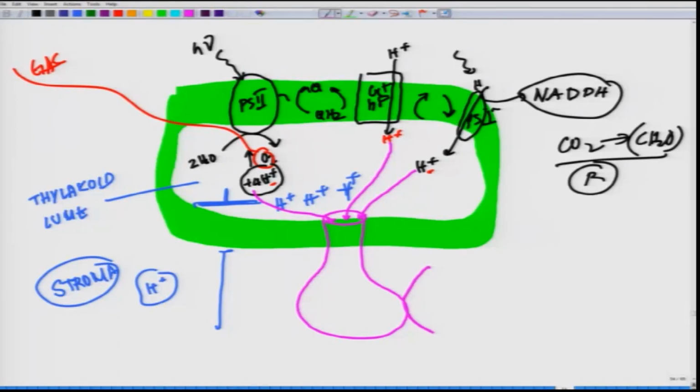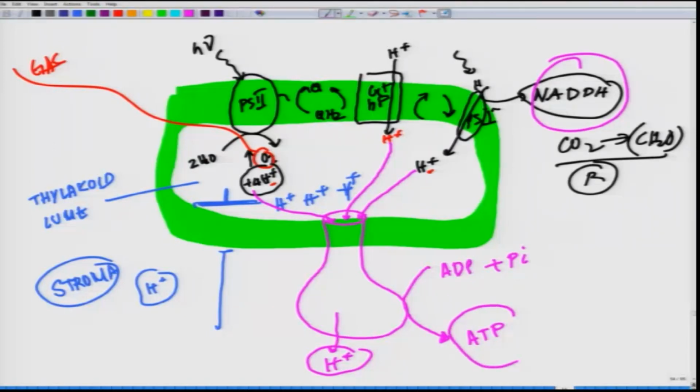Now you correlate it with the Jagendorf experiment. Outside on the stromal surface, you have a lot of ADP and Pi. Because of the proton gradient, it leads to the formation of ATP out here, and protons come out. So this is essentially the vectorial arrangement of photosystems 1 and 2, the cytochrome BF complex and ATP synthase in the thylakoid membrane. Light-induced proton pumping makes the inner space acidic, and the flow of protons through CF0 to the stromal side leads to the synthesis of ATP by CF1. NADPH is also formed on the stromal side. So all the products are coming on the stromal side.